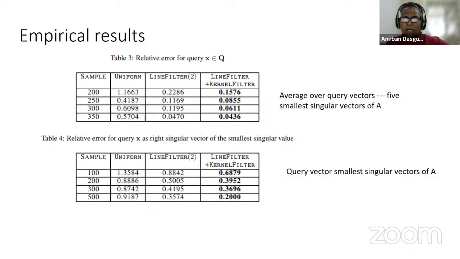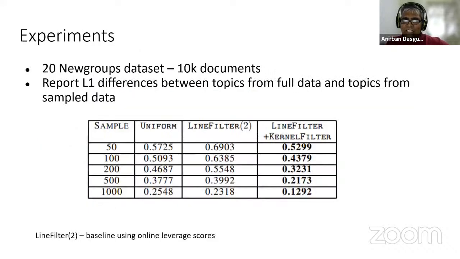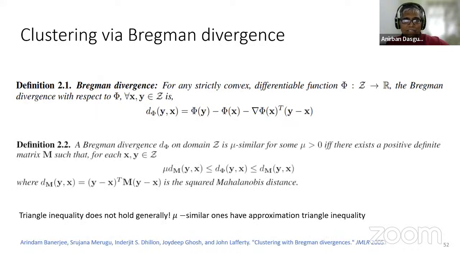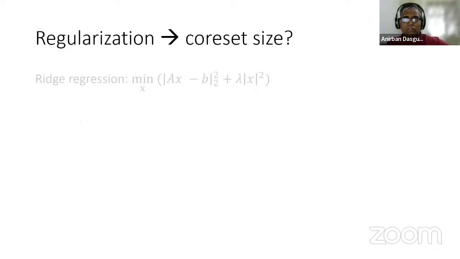Okay, so we also ran a bunch of experiments on this. Because I want to talk to you about something else, I'm not going to describe all the results. But basically, it performs very nicely. It beats a bunch of the existing baselines. Okay. Let's not go into the Bregman clustering right now. Let's skip this. I only have 10 minutes.